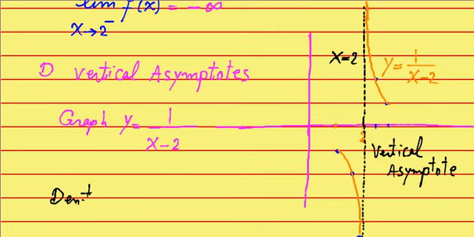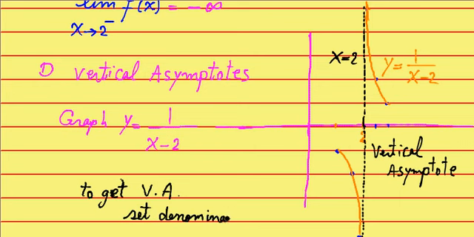We're going to abbreviate vertical asymptotes with VA. So to get vertical asymptotes, set the denominator equal to 0 and solve. There's a lot more to say, of course. Again, this is a simplified description. The world is a lot more complicated than that.